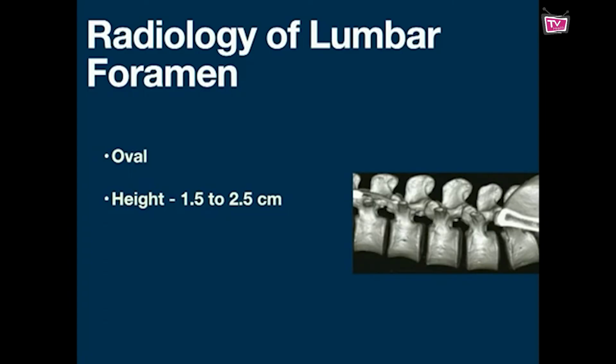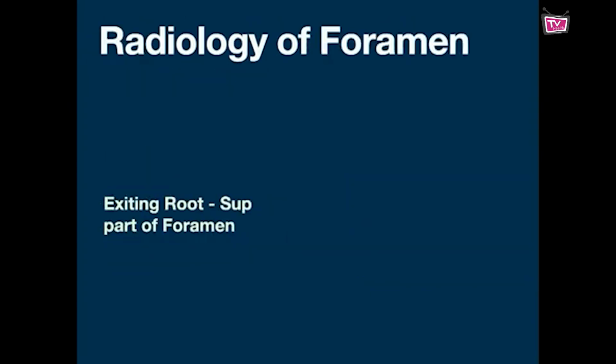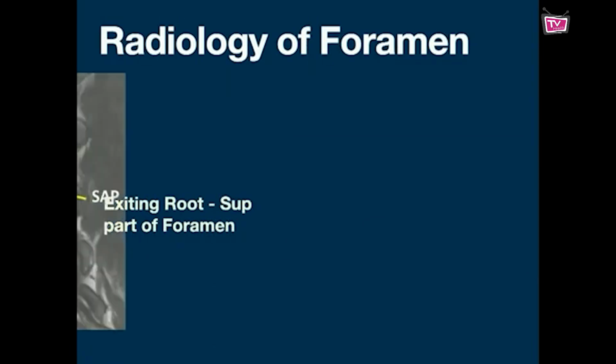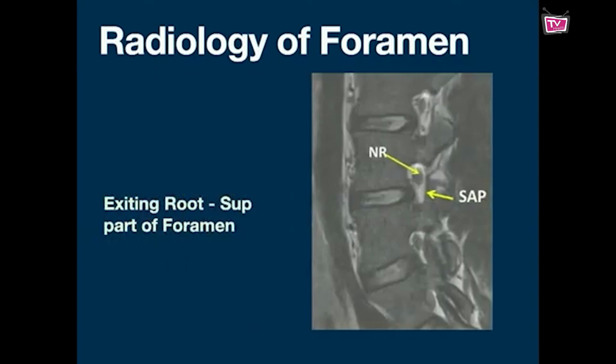The height of the foramina keeps increasing as you move down from the upper lumbar to the lower lumbar, so there is a progressive widening of these foramina. The exiting root lies in the superior part of the foramen. If you look at the MRI carefully in the parasagittal cuts, you have the root placed in the superior part of the foramen. There is something known as the safe zone.